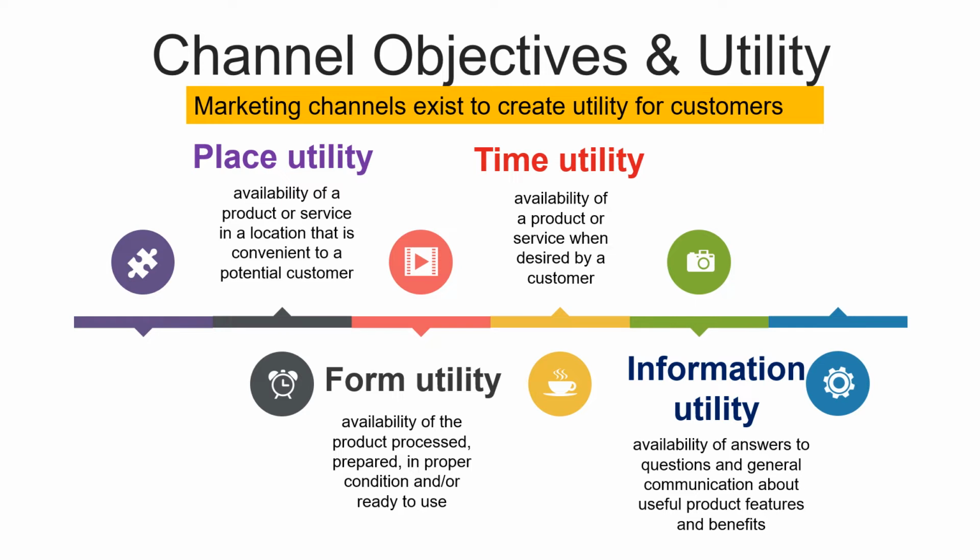Form utility, that is availability of the product, prepared in the proper condition and ready to use. And information utility here refers to availability of answers to questions and general communications about useful product features and benefits.